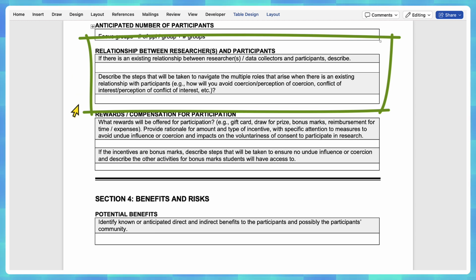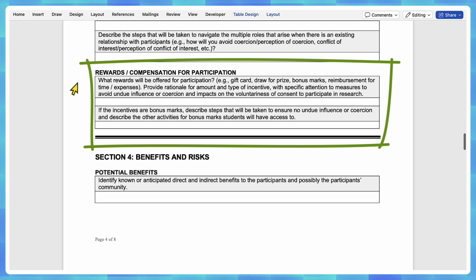So, all right, the last section here in participants is rewards or compensation for participation. So we want to know if there's going to be any incentive or reward for participation in your project. Sometimes we give all participants a small token, a gift card or gift, or it could be a draw, where their names get entered into a draw for a prize or a gift card, that sort of thing. It could also be reimbursement for their time and expenses, so paying for parking, for example.